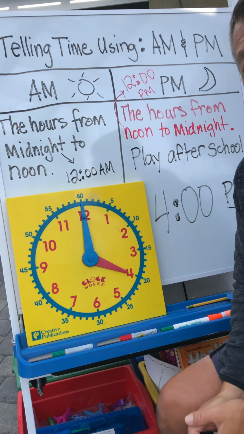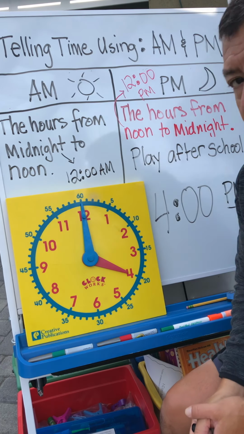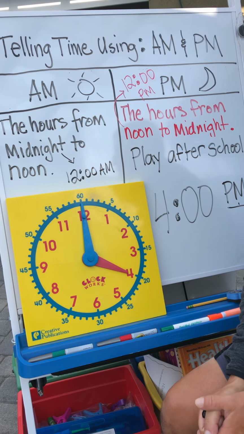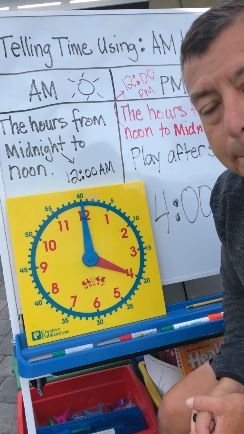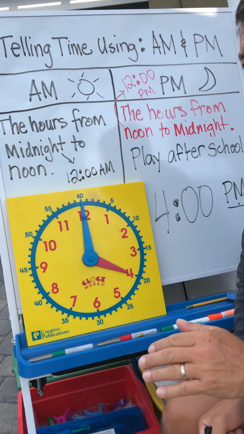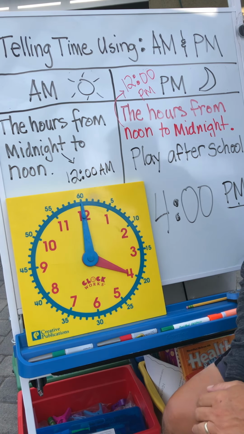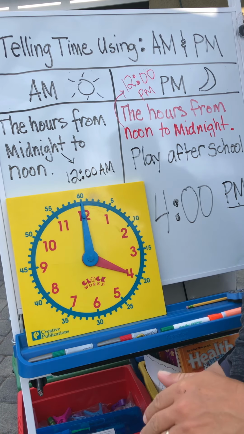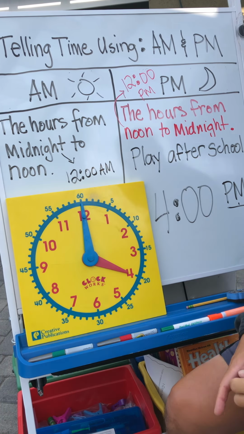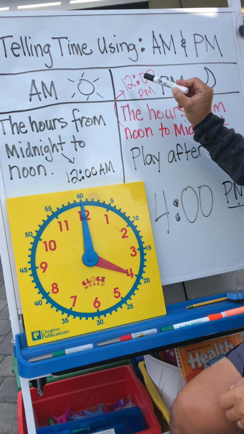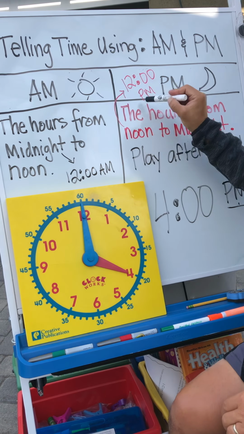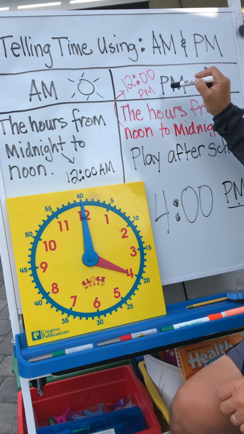So, if we eat breakfast, that's a.m. If we eat dinner, we eat dinner in p.m. If you go to soccer practice after school, that's usually p.m. because it's afternoon, okay? Always remember, afternoon, and noon is 12 p.m. So anything after noon is always going to be p.m.